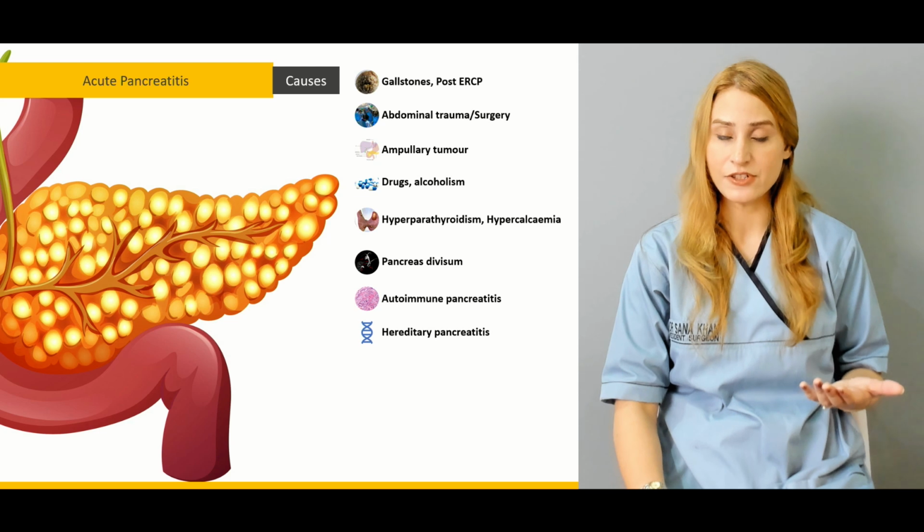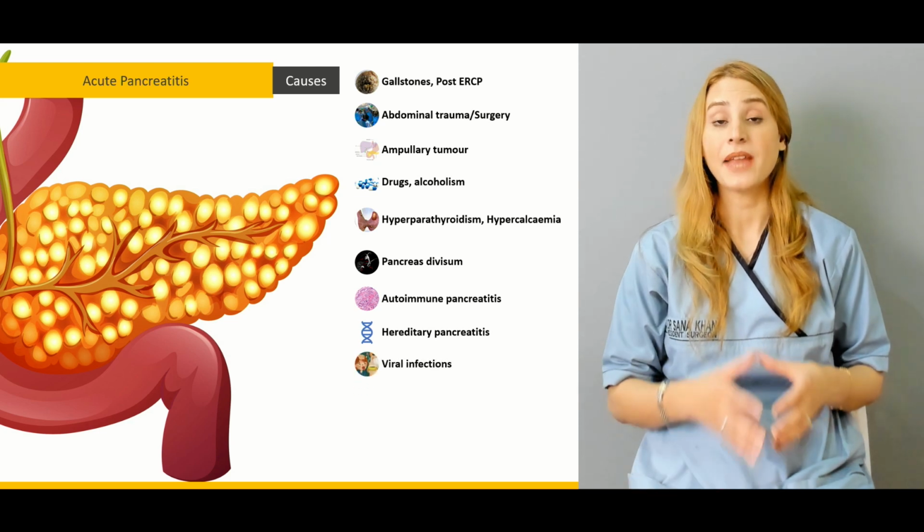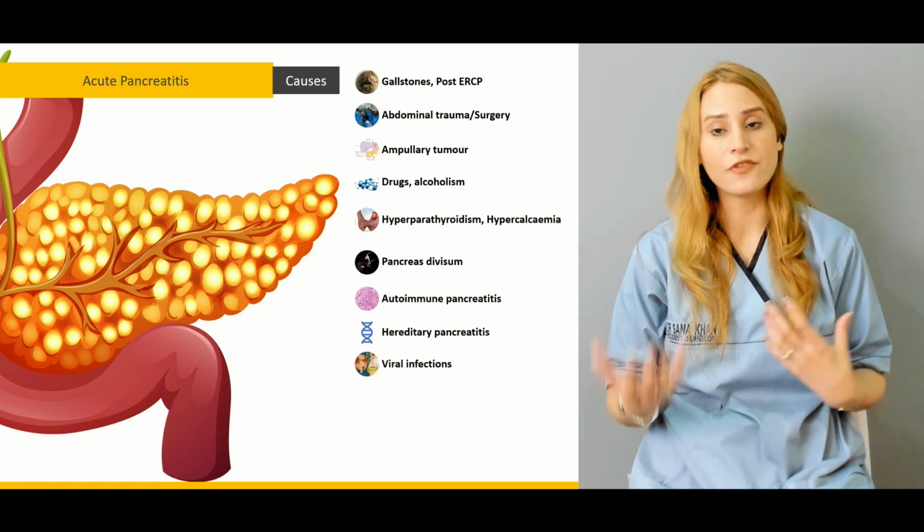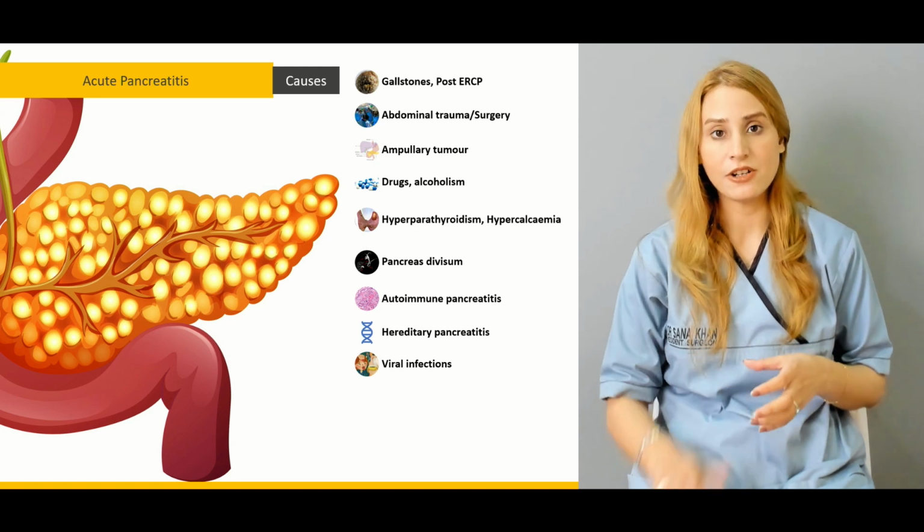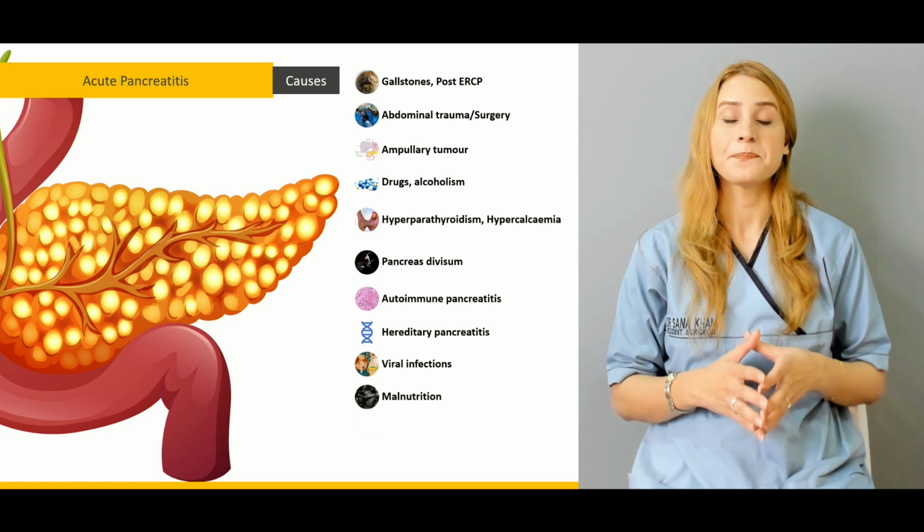There's another entity, which is hereditary pancreatitis, and there are some viral infections which can also lead to acute pancreatitis.